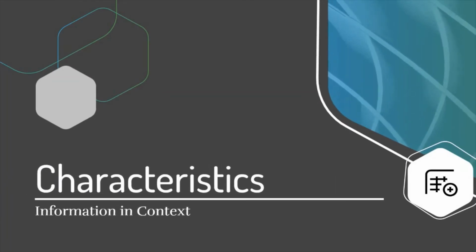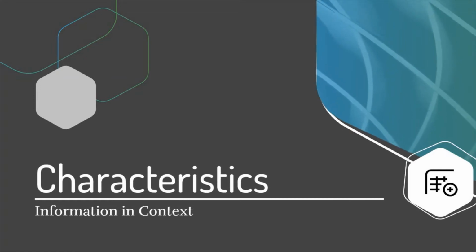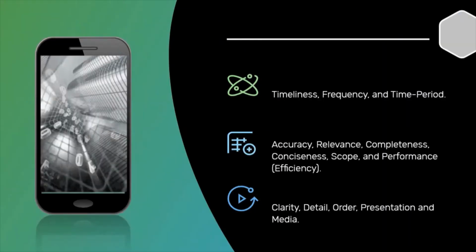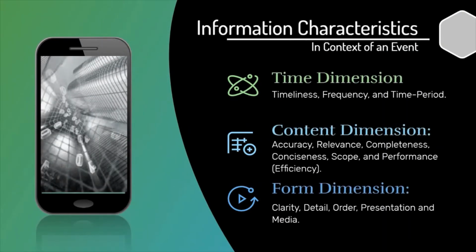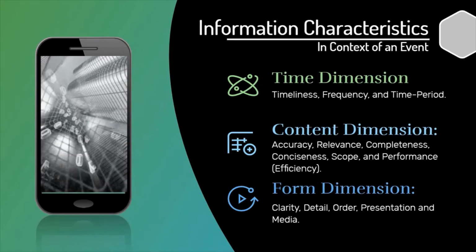Our next point of focus in the chapter is characteristics of information when it is used in the context of an event. We will discuss what properties information should possess to be rated as useful information. The way information is used, it is categorized in 3 dimensions. First, time dimension, second, content dimension, and third, form dimension. Each dimension has certain properties of information.